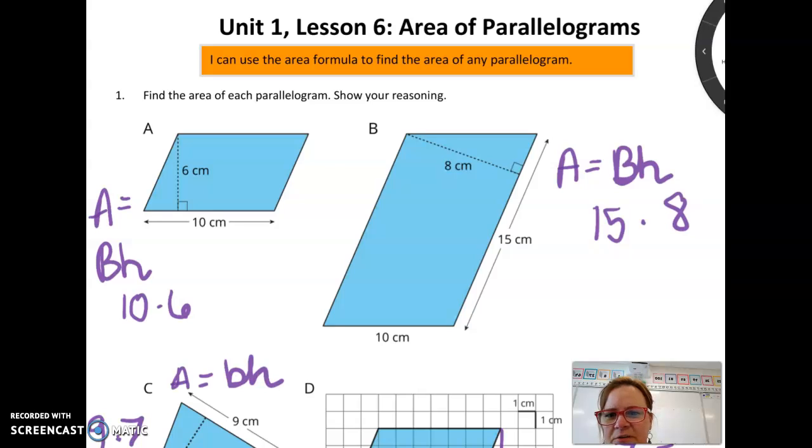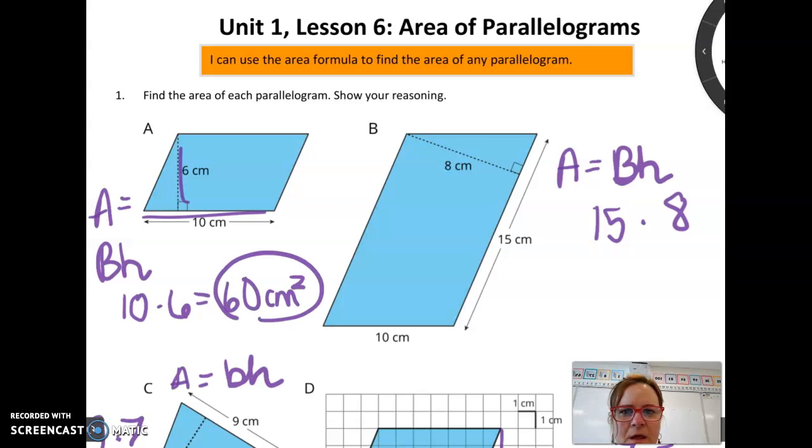So the first one is pretty straightforward. 10 is the base, 6 is the height, and 10 times 6, of course, is 60. These are centimeters squared. In B, a piece of information that we don't need is on here. And I think that sometimes you might move too quickly and right off the bat think that 10 is your base. It could be if we had a height corresponding to 10, but we don't.